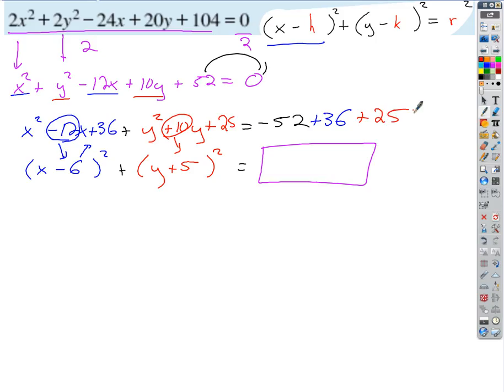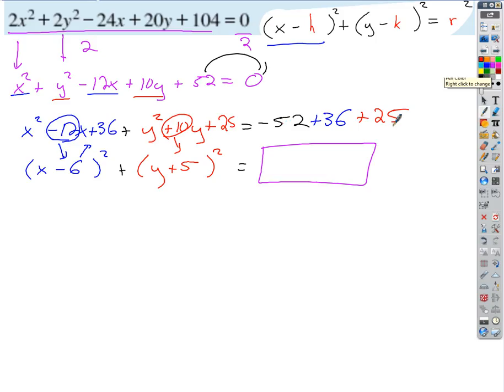So what's the value of k? -5. Yeah, because y minus what number is y plus 5? Well, y minus -5. Remember how we have that little trick? The value of k is going to be the opposite of whatever that operation is. That's going to be the sign of k, -5. And then what goes here? Well, now we just add up the numbers and see.